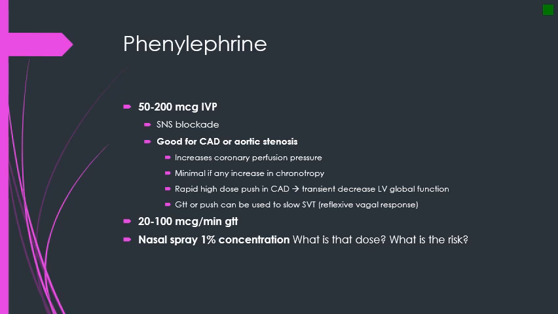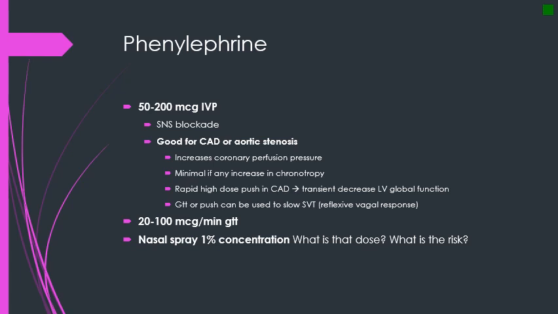Actually, you will have a reflexive decrease in your heart rate if the patient is really low in their blood pressure. When you give a rapid high dose push, your coronary artery disease patient can have a decrease in their left ventricular global function, but that's very transient. So be careful about giving those high doses quickly. You want to give it in an appropriate amount. You don't want to respond reflexively and overtreat these patients.